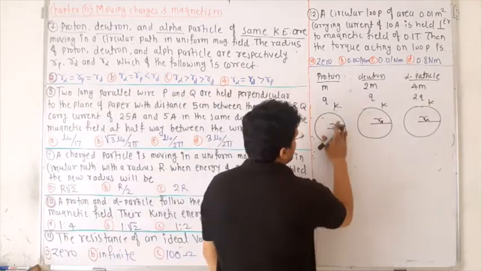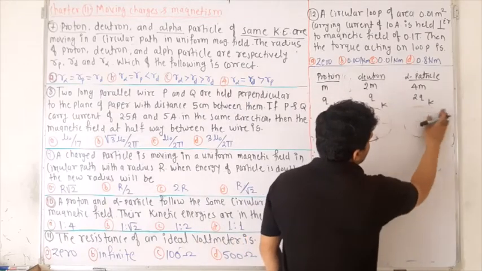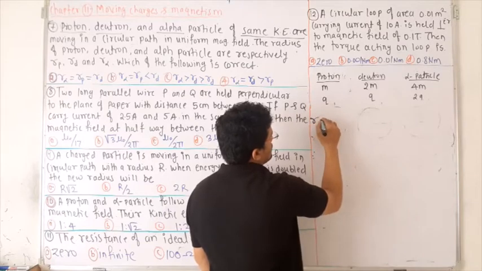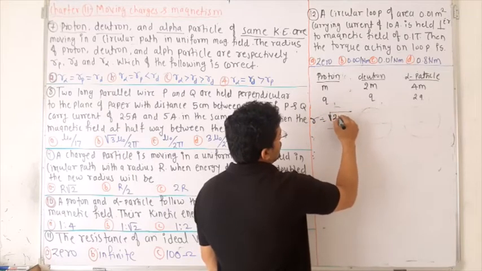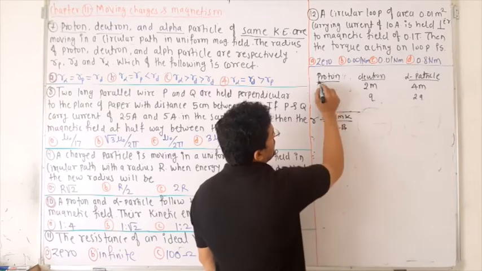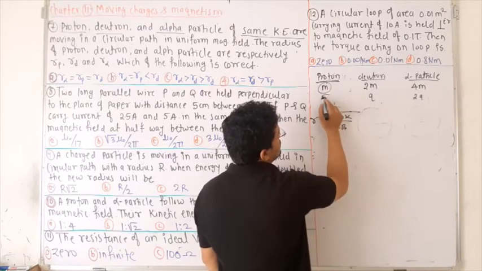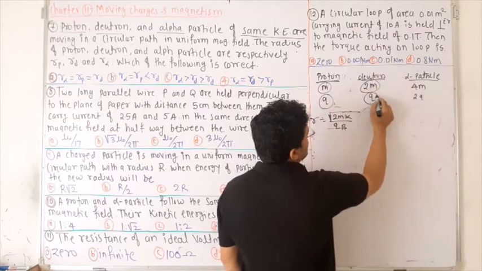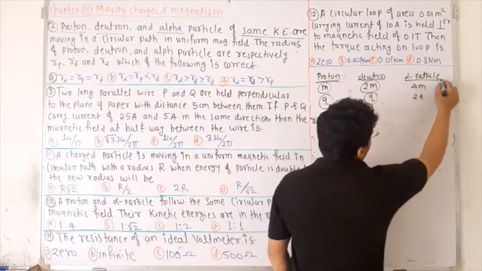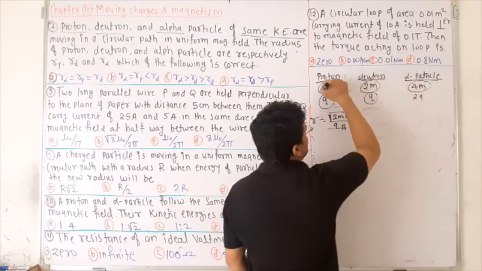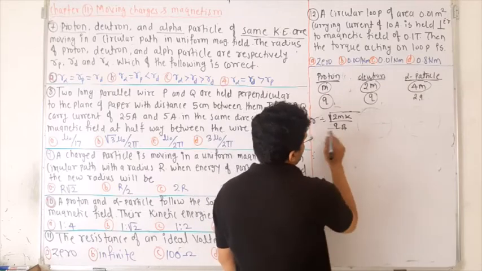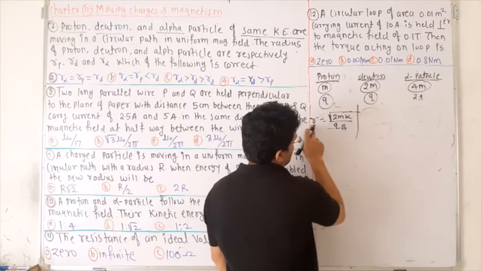First of all, we know the equation which relates the kinetic energy to the radius. R is equal to under root of 2mK divided by QB itself, where the proton mass is m and charge is q. For the deuteron, mass is 2 times that of the proton, but charge is the same as that of the proton. For the alpha particle, mass is 4 times that of the proton, and charge is 2 times that of the proton.